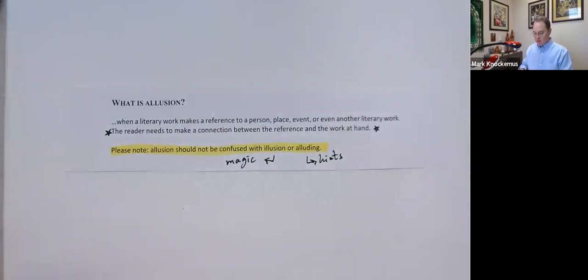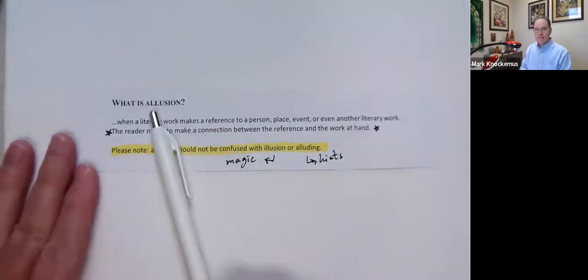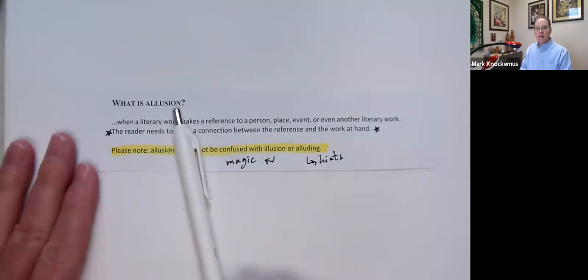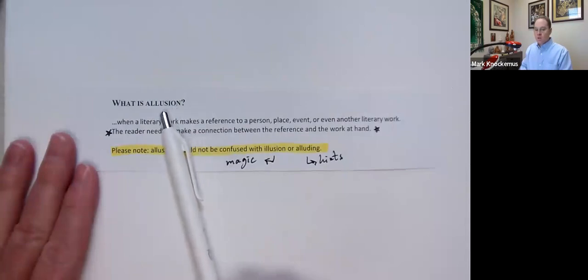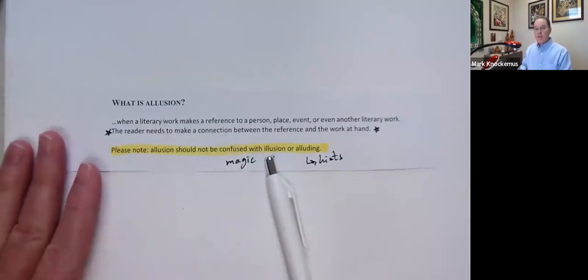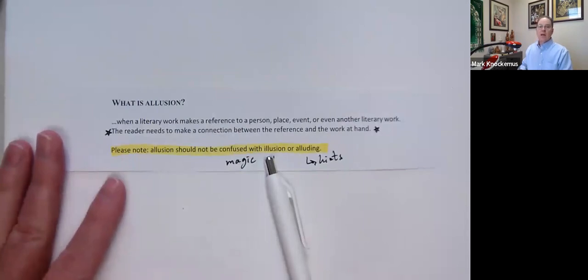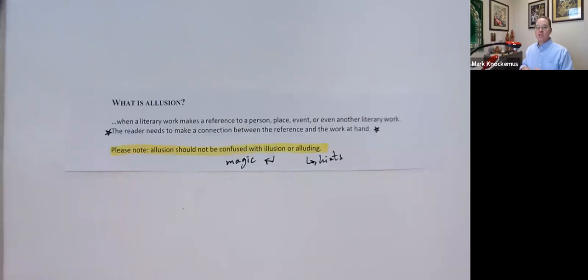First thing, note the spelling. Allusion. Don't confuse allusion with illusion. Illusion involves magic. That's what a magician does to create that sleight of hand, right? Illusion is when things aren't as they seem to be, when it's not really there.